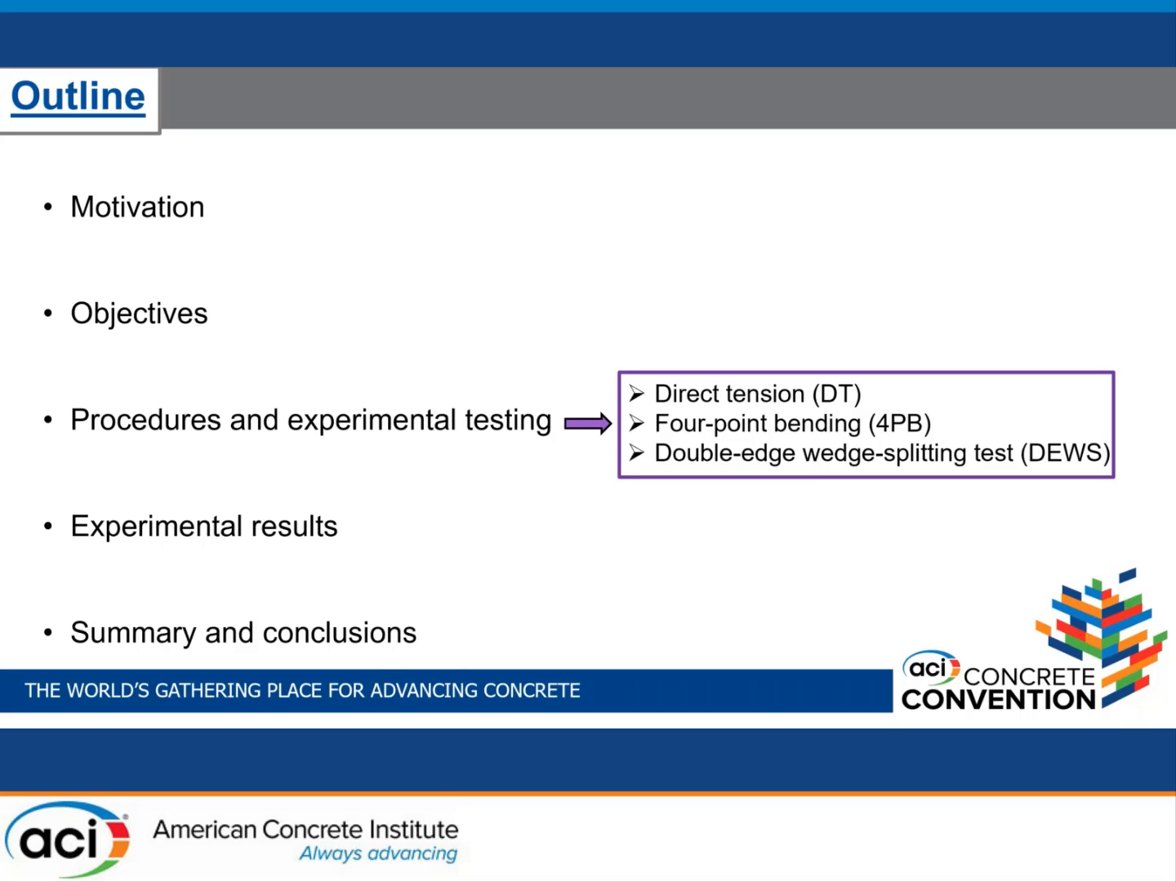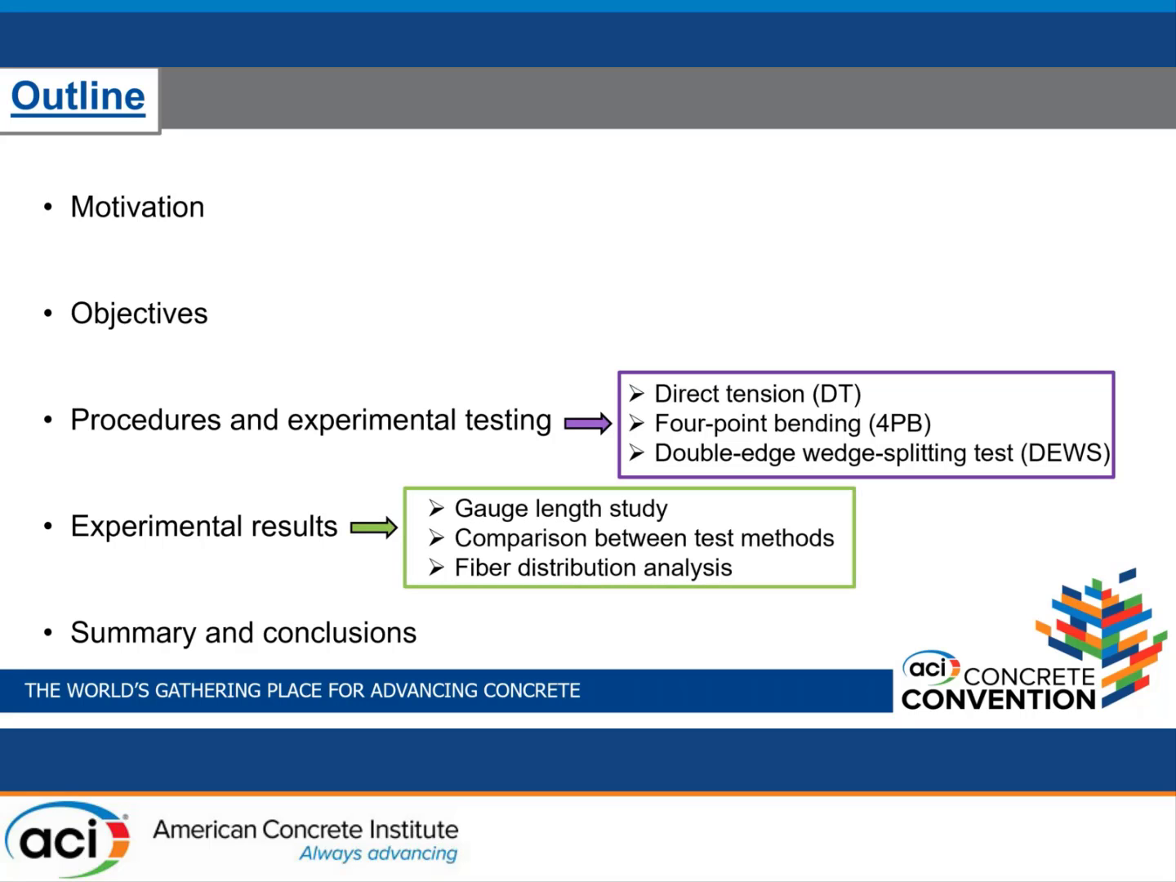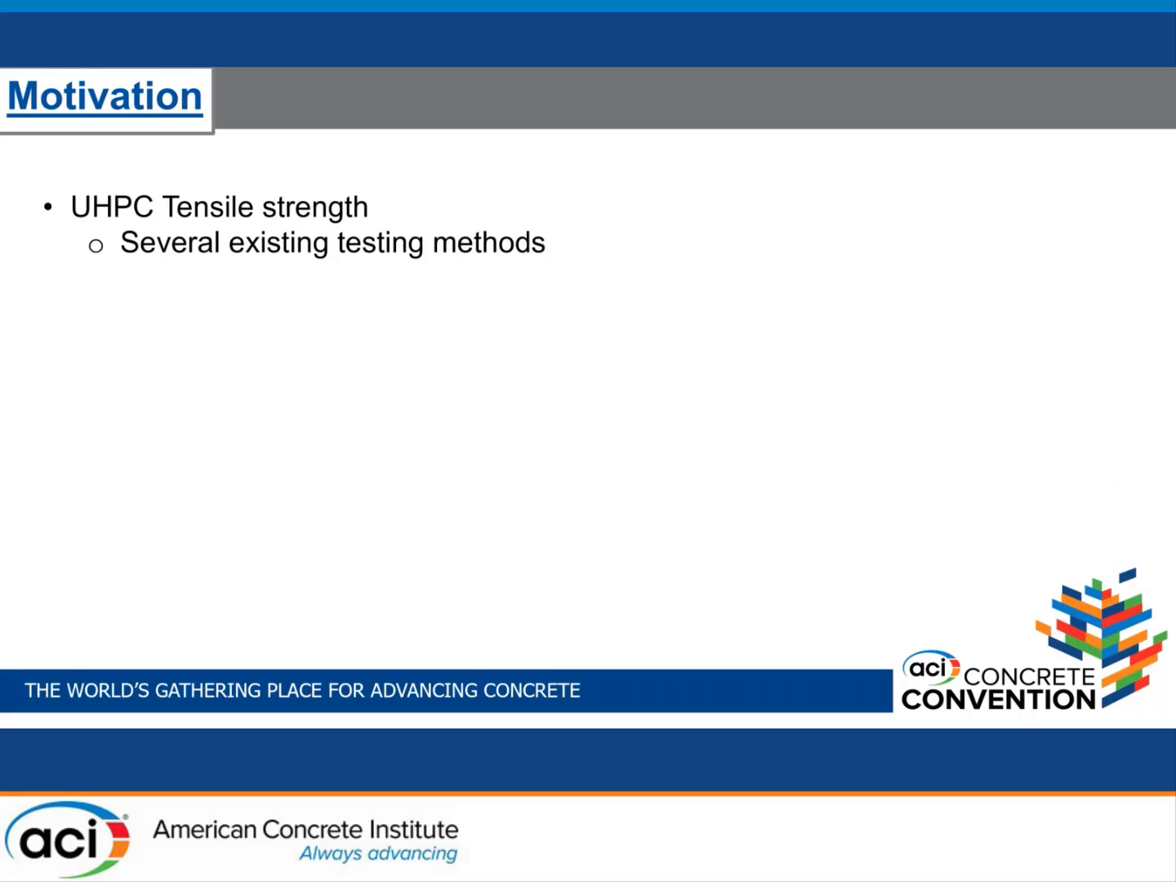When it comes to the experimental testing, we're going to be analyzing three different test methods: the direct tension, 4-point bending, and a test method that might not be very familiar to everybody, which is called the double edge wedge splitting test. And from these test methods, we're going to draw basically three main sections of the results. The first one is a gauge length study, a comparison between the test methods, and a fiber distribution analysis of the specimens.